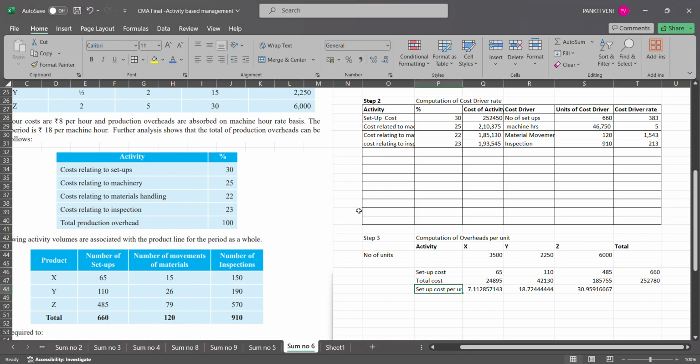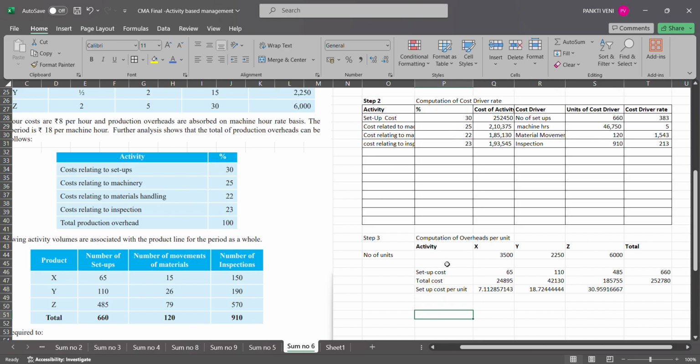So this part is done. Setup cost is ready. Setup cost per unit is ready. Then I'll go for the next one, which is machine cost. Okay, so I'll take machine cost. Here also I'll note down machine cost.